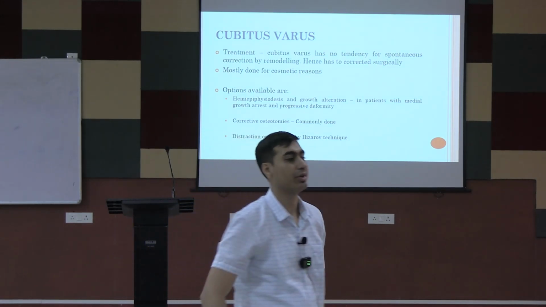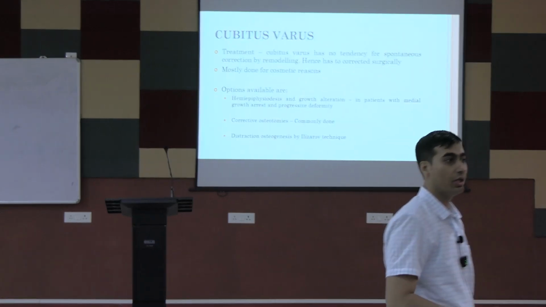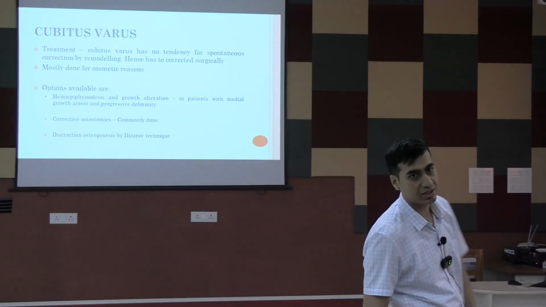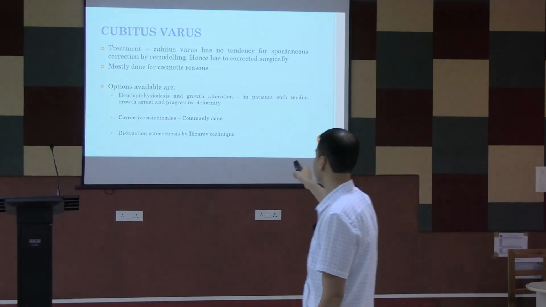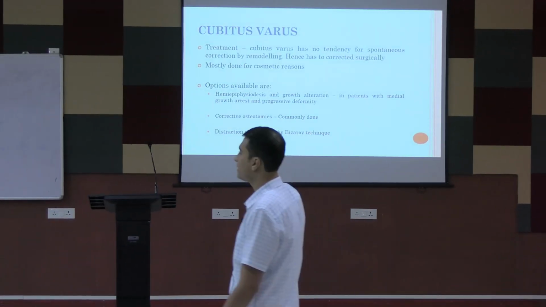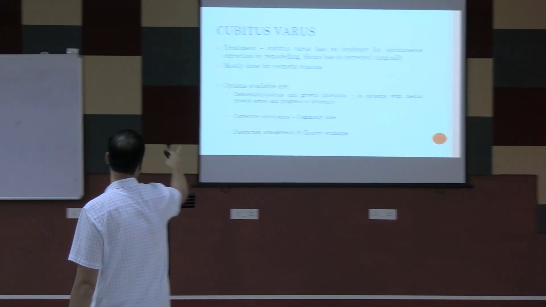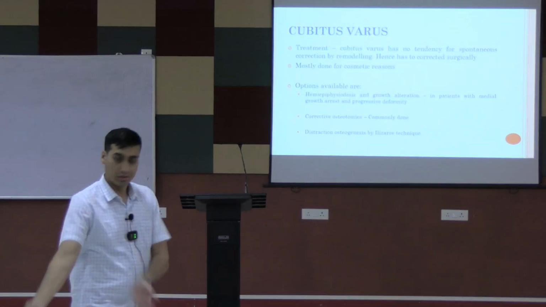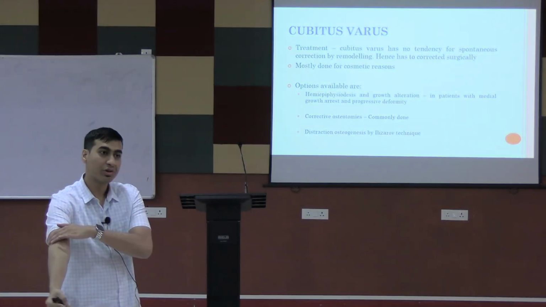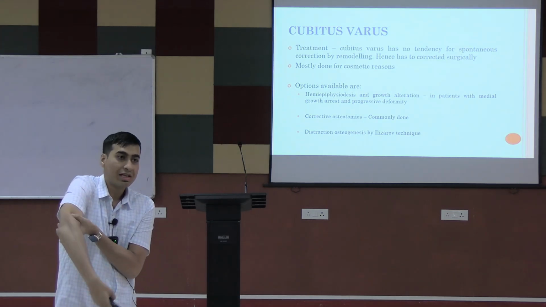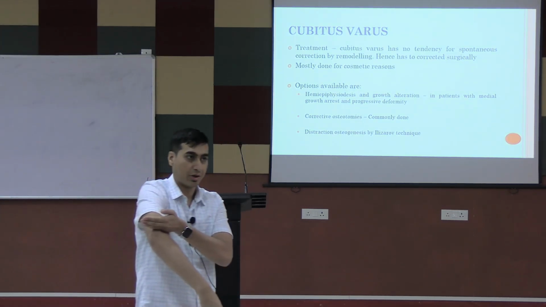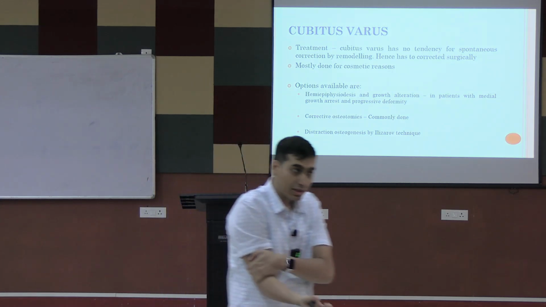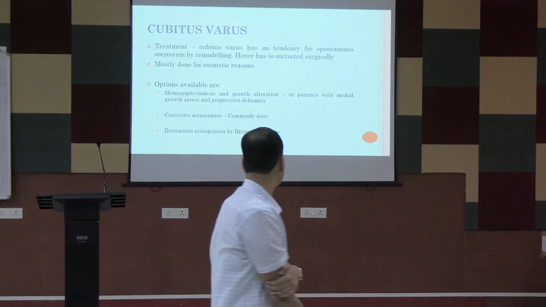But this is not done nowadays. This is a very primitive procedure, but just for the sake of completion, you have to know it. So this is called hemi-epiphysiodesis, and that is how you get a growth alteration. It is written for patients with medial growth arrest and progressive deformity. That means it is growing like this because the lateral part is growing more. So you have to close the growth at the lateral point. Then only you may correct it gradually.